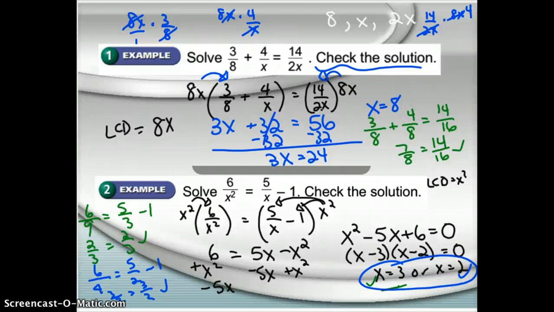So this technique of multiplying by the lowest common denominator, if you pick the lowest common denominator right, you are going to get an equation with no fractions when you multiply it out, and that's the beauty of it. It becomes something that you've just had practice solving.